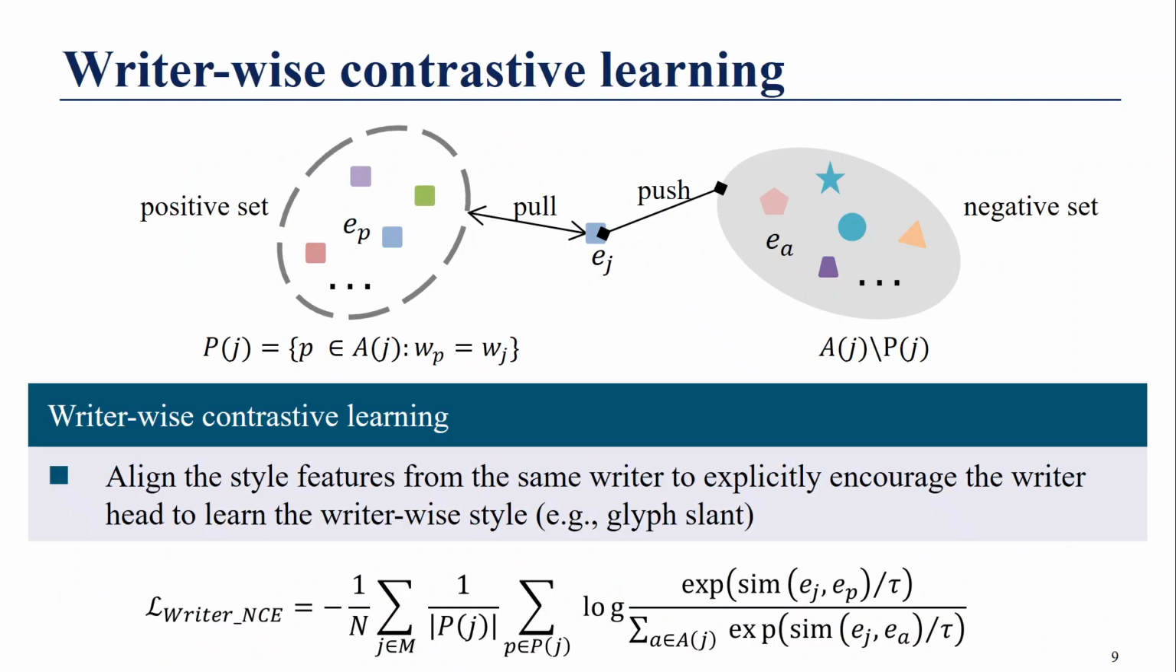For the writer-wise style learning, we propose to align the style features from the same writer to explicitly encourage the writer head to learn the style commonalities. To this end, we take characters written by the same person as positive pairs and those from different writers as negative samples. As shown in the figure, we develop a new writer NCE loss to learn a feature space where the style features from the same writer are closer than those from different writers.